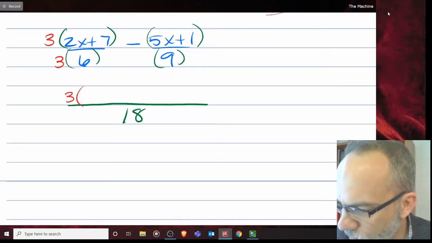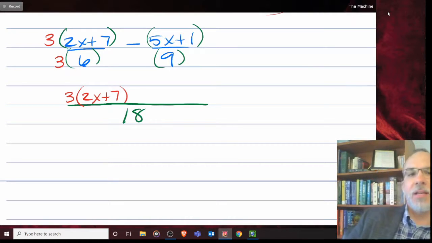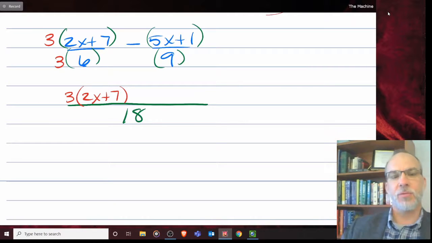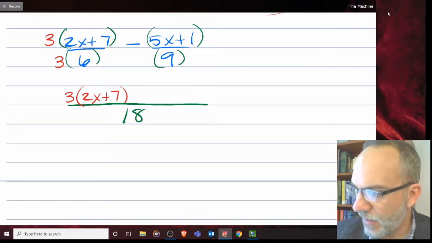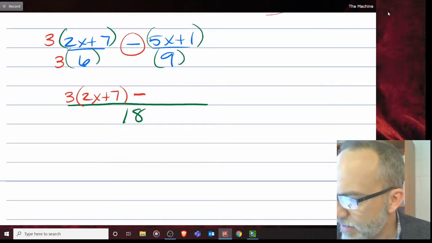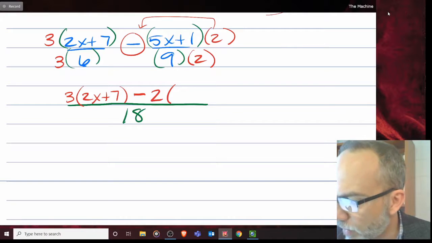3 times the group of 2x plus 7. Notice I didn't even multiply it in. I just took that whole package that had been adjusted and dropped it down as my first numerator, okay? The negative sign right here now drops in. But now on this side, I have to multiply this by 2, and I have to multiply that by 2. And maybe I'll bring the 2 out in front here because that's the way it's normally written. It's minus 2 times the group of 5x plus 1.